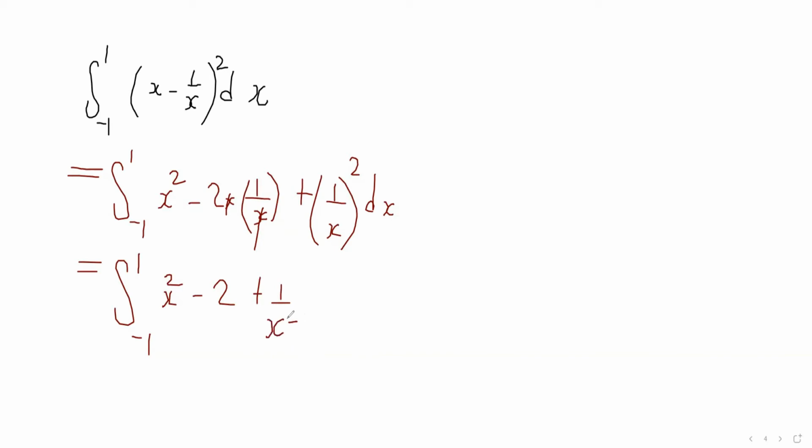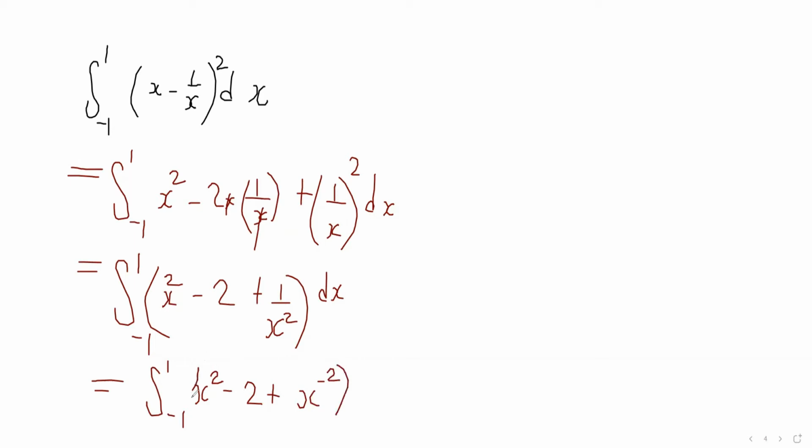But you see that 1 over x squared right there? You can rewrite it as x squared to the -1. So this is now the integral from -1 to 1 of x squared minus 2 plus x to the -2 dx. By writing it this way, it's easier to integrate.